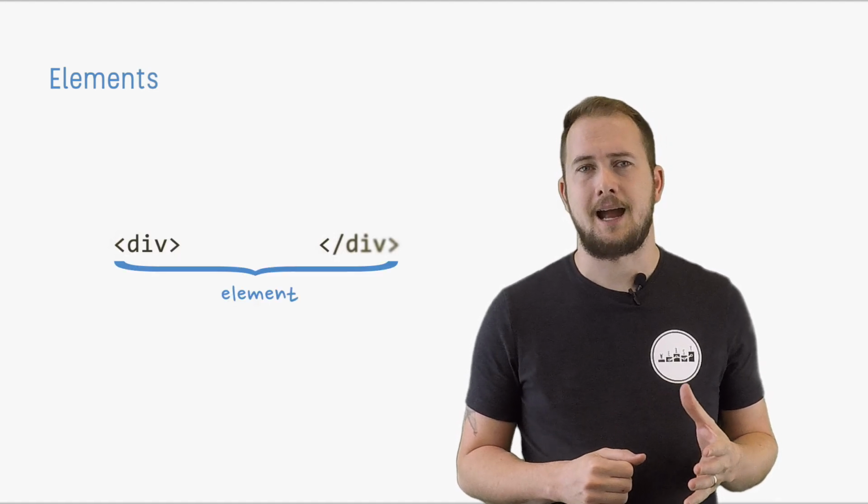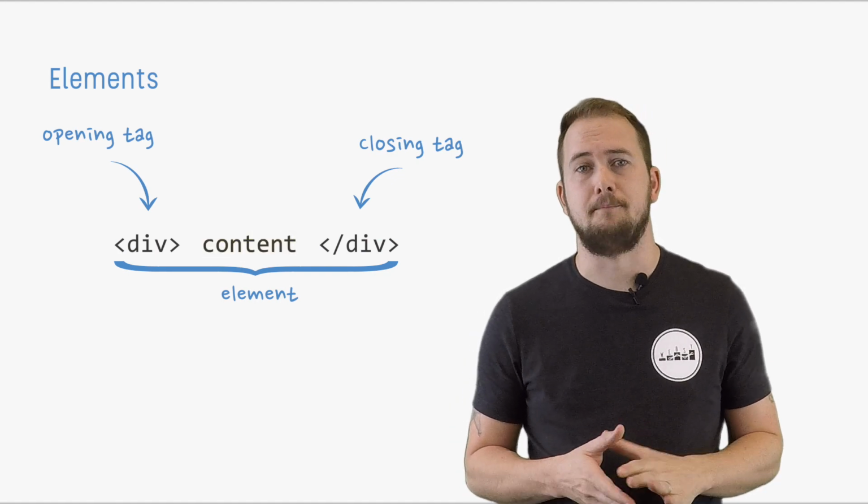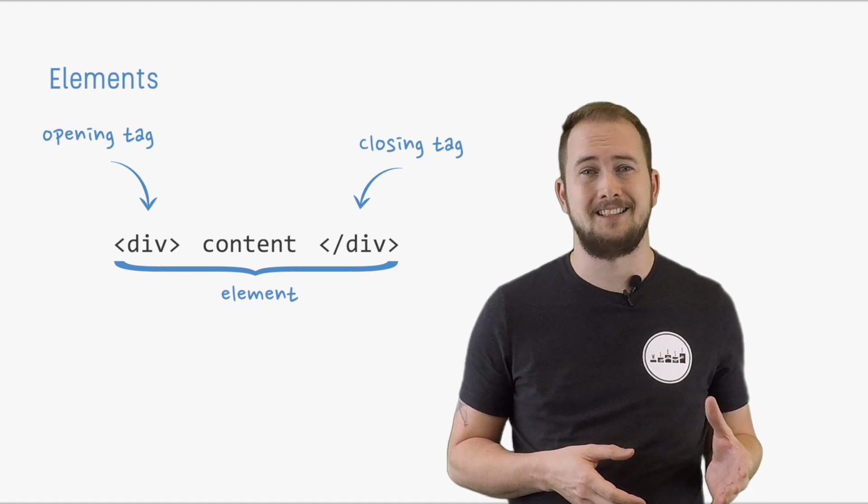The basic building block of HTML is called an element. An element typically has an opening tag and a matching closing tag with some content in between. The tag used determines the general function and initial appearance of the element. There are too many tags to cover in this course, but here are some of the more common ones.